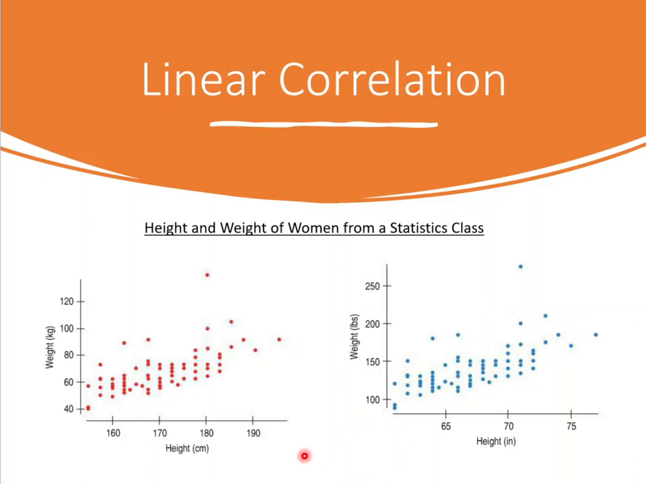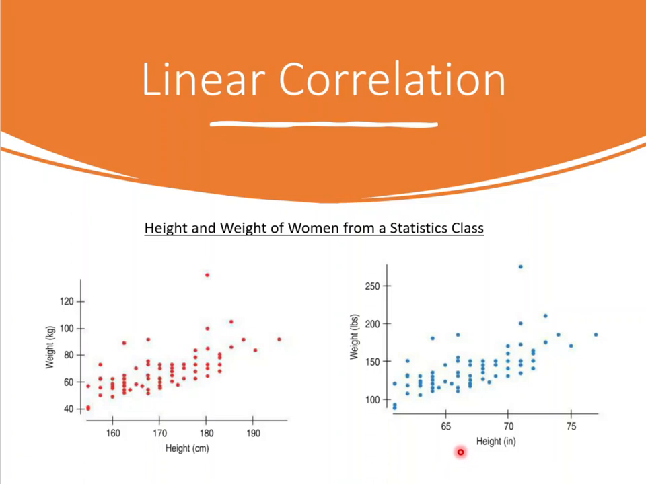So if I'm showing you two graphs that look like they're doing the same thing, what's the difference in the two graphs? Both graphs are talking about the height and weight for women in statistics. Notice that the graph over here on the left, the one that's in red dots, is talking about weight and height, but here we're looking at kilograms and centimeters. So this graph is indicating the weight and height in the metric system. And if we turn our attention over here to the dots that are blue, notice that the weight and height over here are given in the US system.